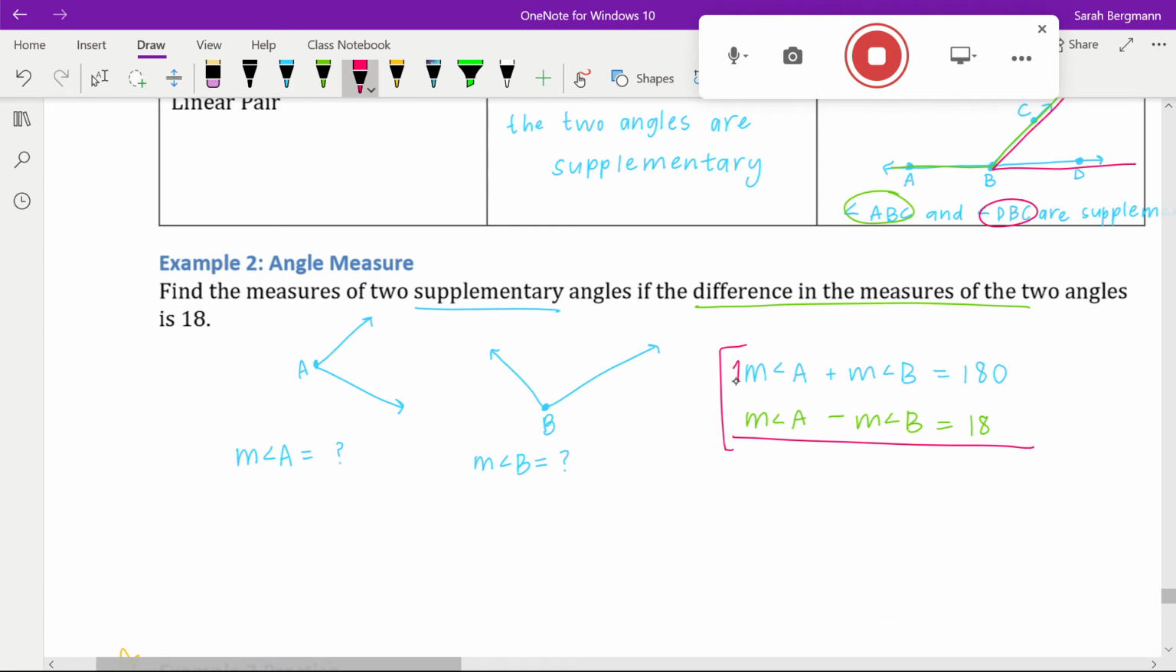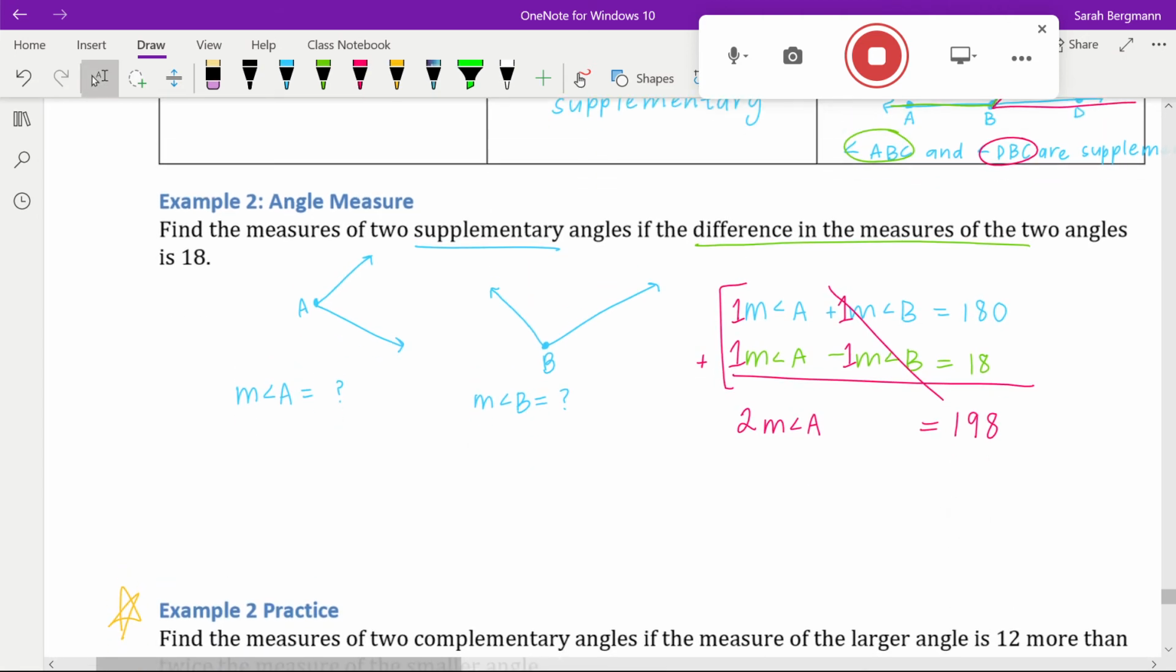So I have one measure of angle A plus one measure of angle A. That gives me two measures of angle A. Next I have one measure of angle B minus one measure of angle B. 1 minus 1 is 0. These two cancel out. That's why I'm using elimination. Finally, I have 180 plus 18. That gives me 198.